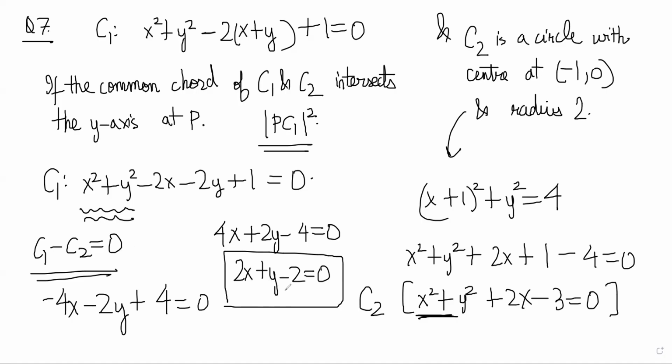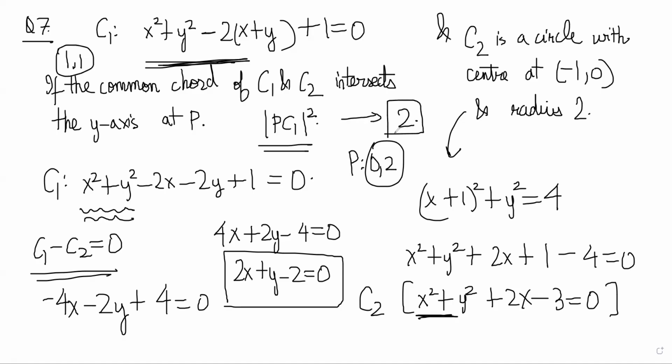So when x is equal to 0, y is clearly 2. So the point P is 0, comma 2. And the center C1, the center of this circle is obvious. It is 1, comma 1, minus g, minus f. So the distance PC1 would be 1 square plus 1 square, so root of 2, and square of that is 2. So the answer is 2. And this question is actually very easy. You just need to know whether you know the equation of common chord or not, right?